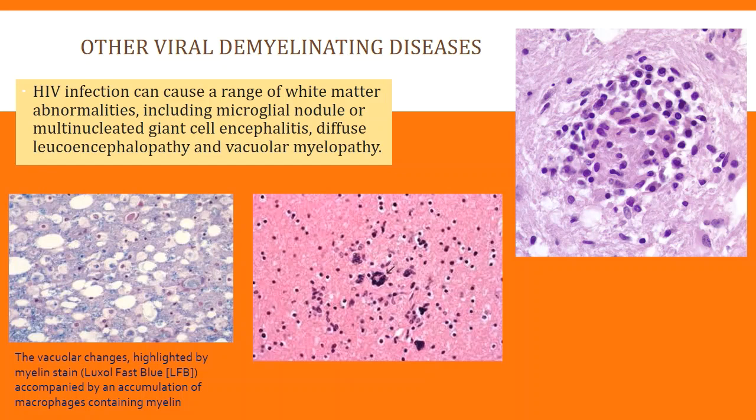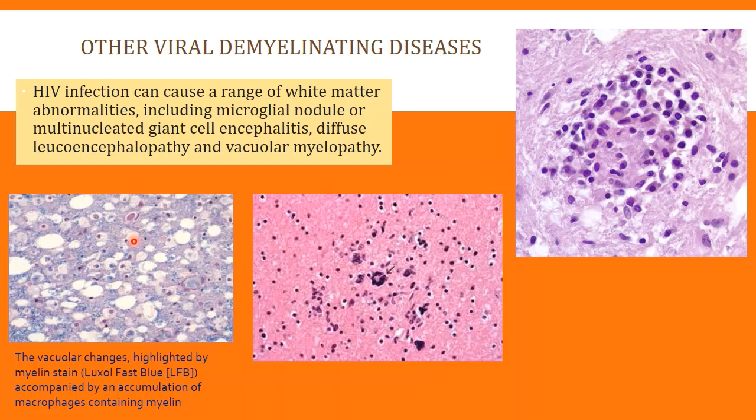Now, what are the other viral demyelinating diseases? Besides the JC virus induced PML, there is also HIV-induced demyelinating disease, which produces characteristic microglial nodules, as you can see in the figure shown here. It also shows a characteristic vacuolar degeneration, which has been highlighted by the Luxol fast blue stain, which has stained the myelin. So there is very little myelin. There is myelin pallor that you can make out here.